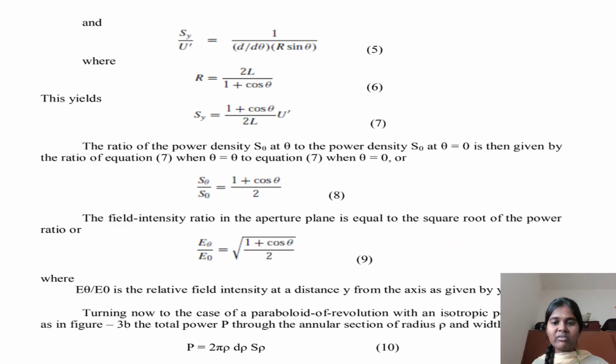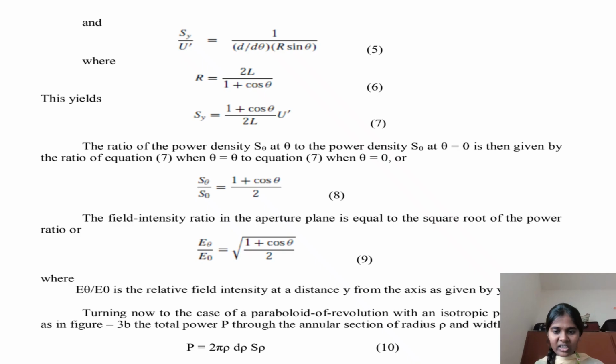From the above, r equals 2l by 1 plus cos theta. Substituting that r value in the above equation, Sy equals (1 plus cos theta) by 2l into U dash. We take theta equals 0; in the place of theta, we replace 0. Cos 0 equals 1. So (1 plus 1) by 2l into U dash equals S naught, which equals U dash by l.